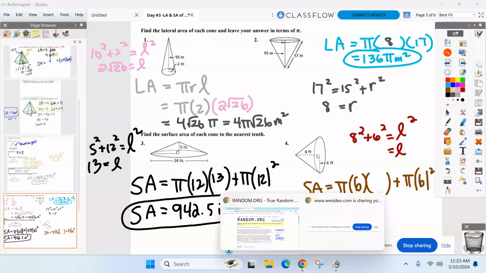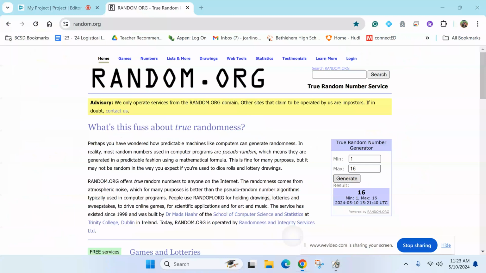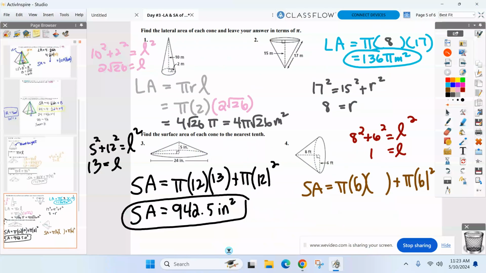What'd your slant height end up being? Zoe, 10, good work. 301.6 square feet.